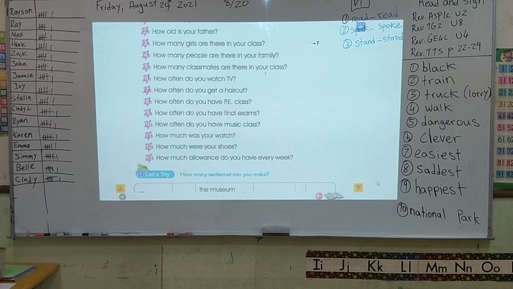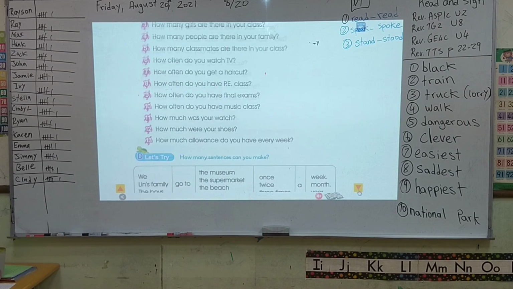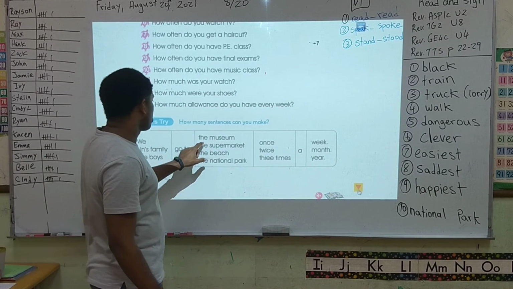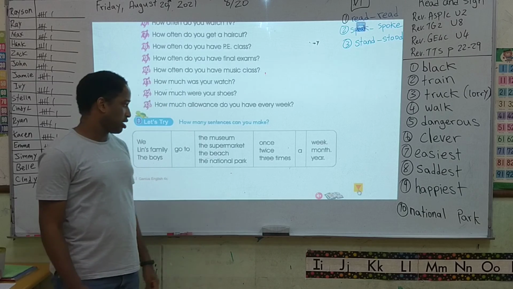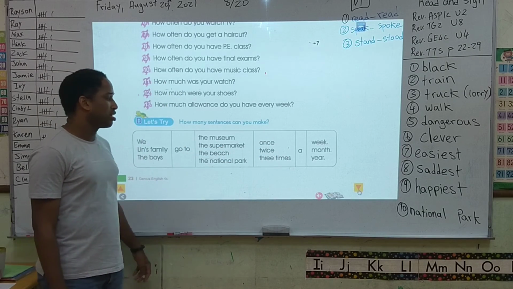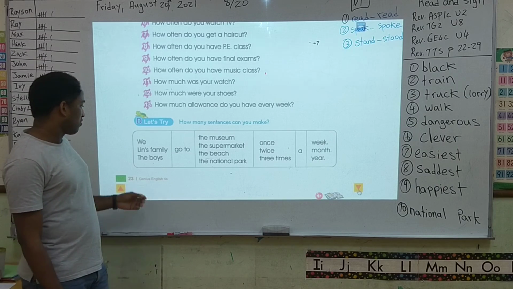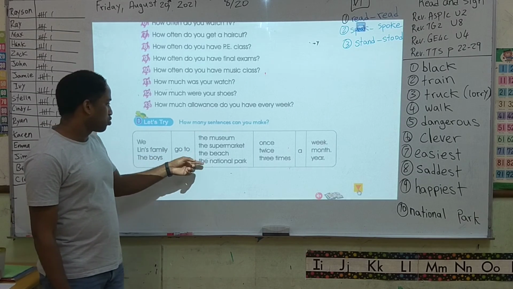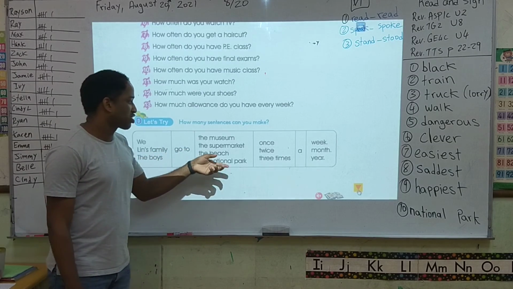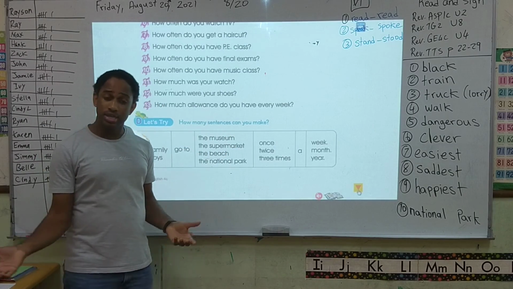Let's try the sentences. Let's make how many sentences can you make? We go to the museum once a year. Lily's family goes to the supermarket 3 times a week or 3 times a month. The boys go to the beach twice a month. The boys go to the national park once a year.